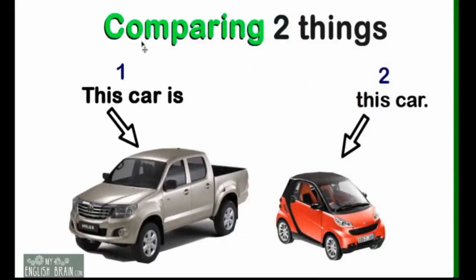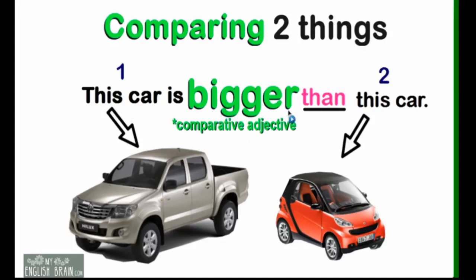When we are comparing two things, for example, car number one and car number two, we use comparative adjectives. For example, this car is bigger than this car. Bigger is a comparative adjective. It's comparing this car and this car.